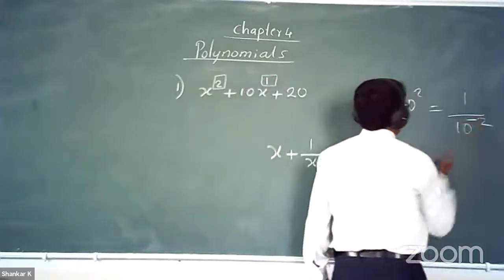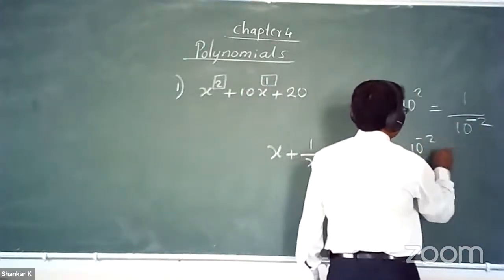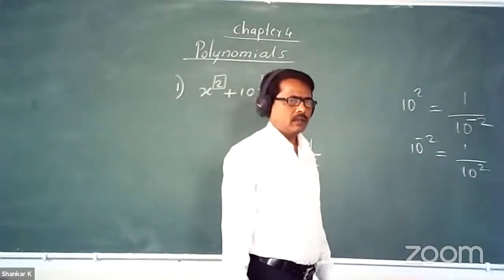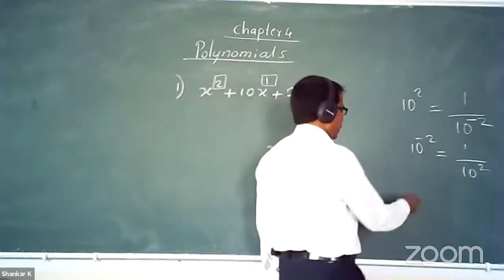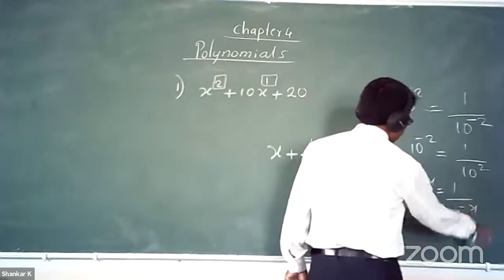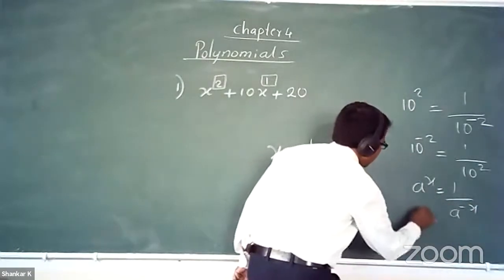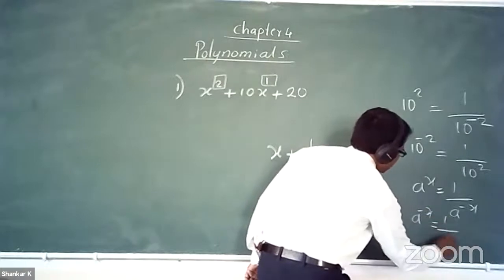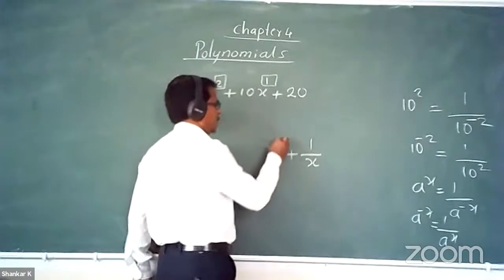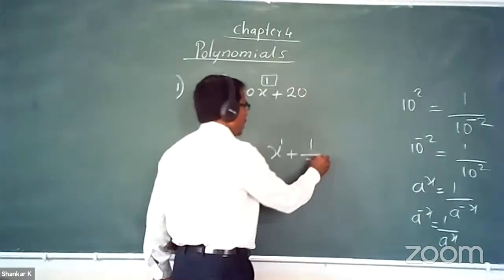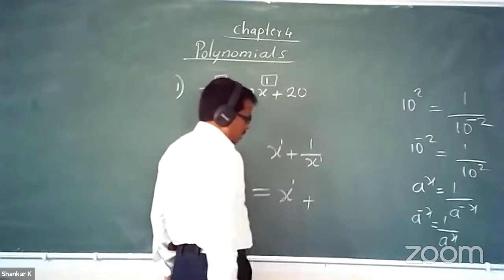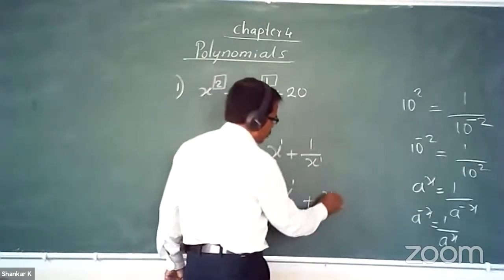Yes, sir. Okay. 10 raised to minus 2 can be written as 1 by 10 raised to 2. Can we write or not? Yes, sir. You can write because in exponent you have studied a raised to minus x is 1 upon a raised to x, or a raised to x is 1 upon a raised to minus x. So here x power is 1. We can write 1 upon x as x raised to minus 1.